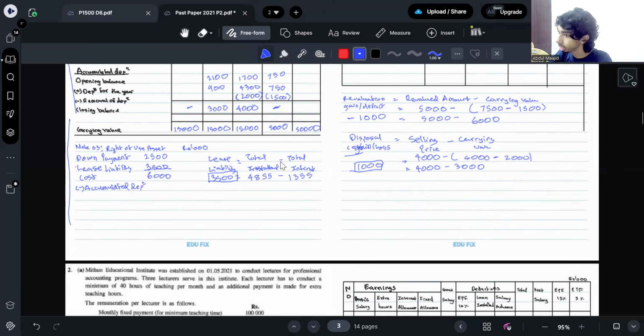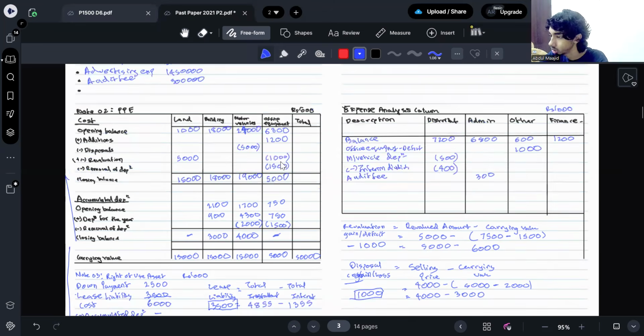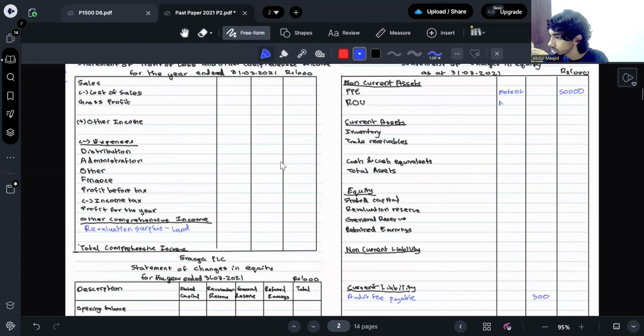So anyway, we know this asset is purchased at the end of the year. They got into the contract at the end of the year, therefore there won't be any depreciation for this year. Therefore, the carrying value would be 6 million. You can record it here in the SOFP. Note number 3, 6 million.